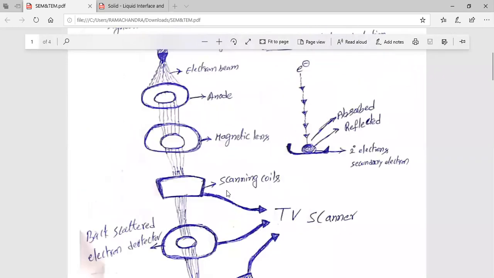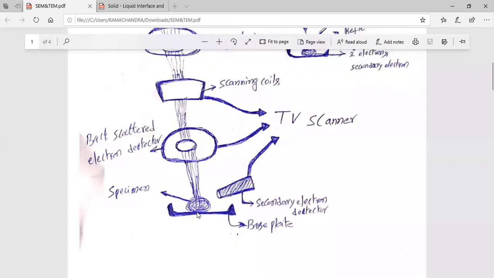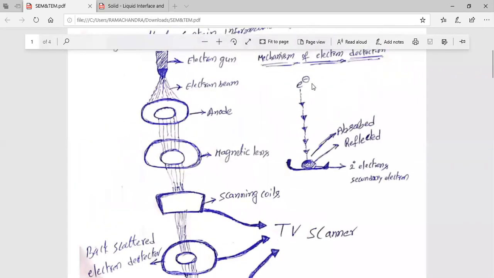So we see the general mechanism before studying the image. The electrons pass through the anode, magnetic lens, scanning coils, backscattered detector and secondary electron detectors, and then reach the specimen, that is, the nanoparticle sample we synthesized.